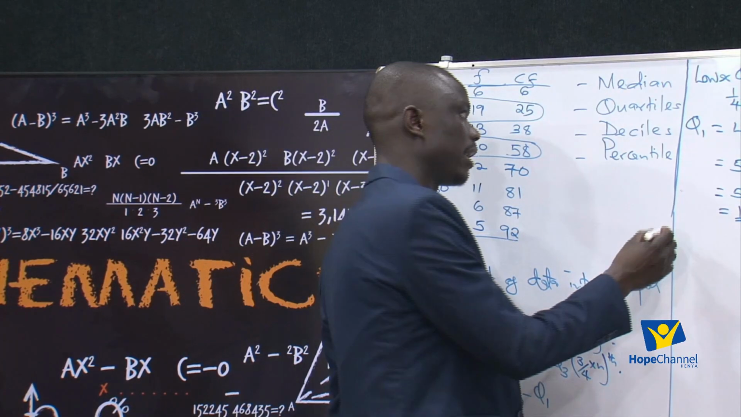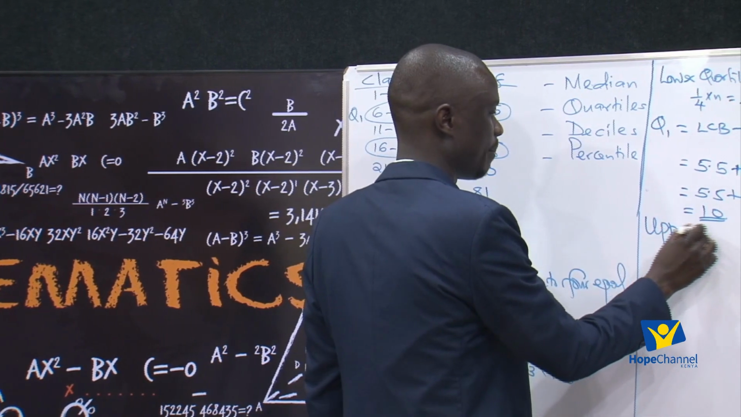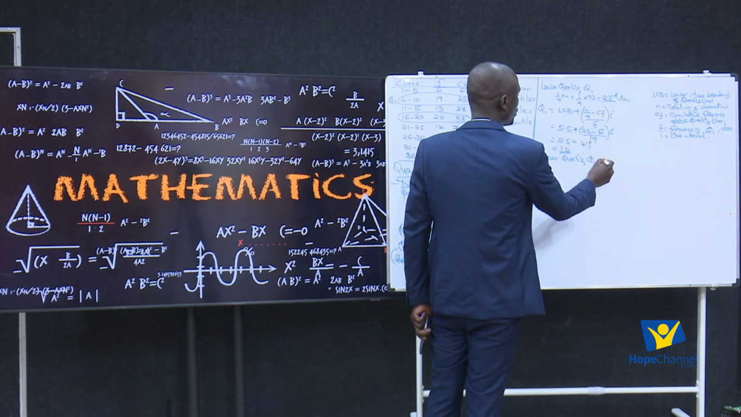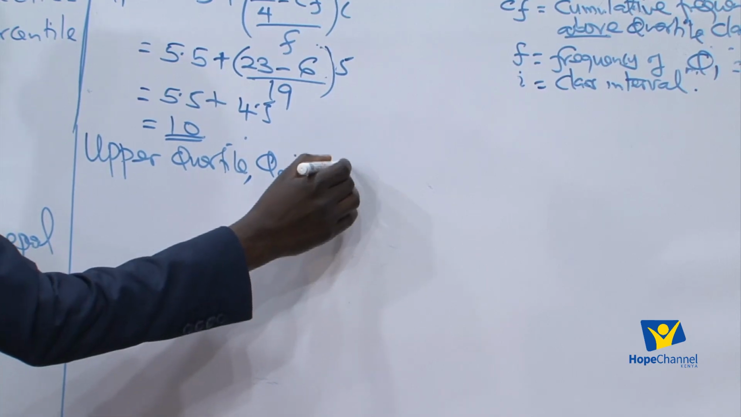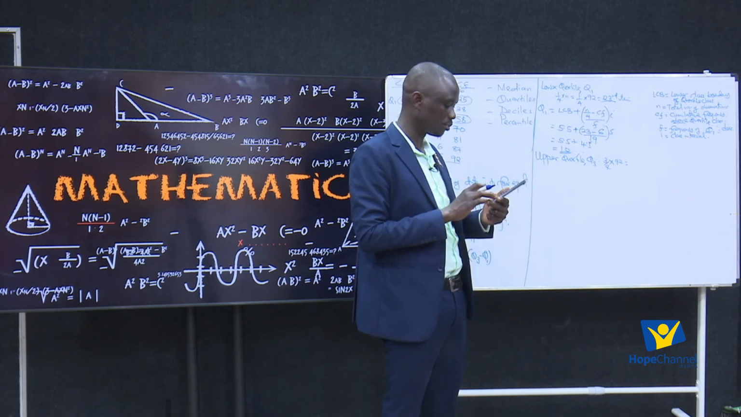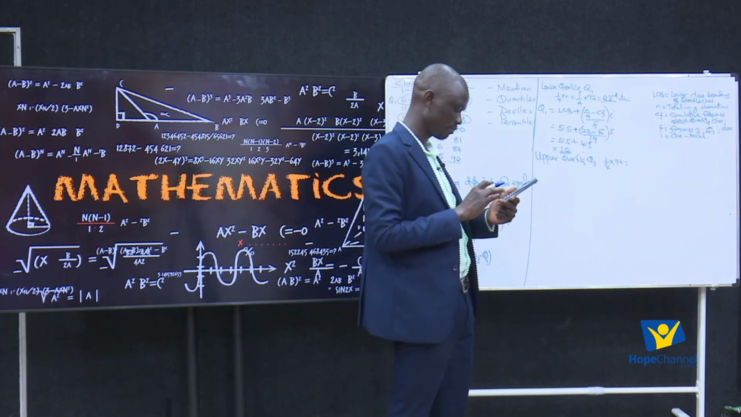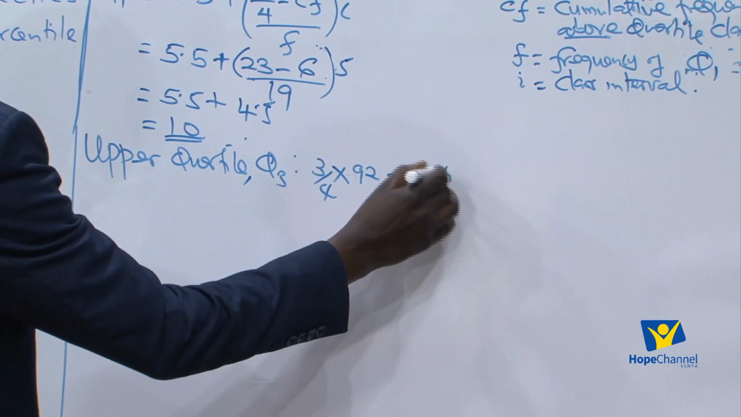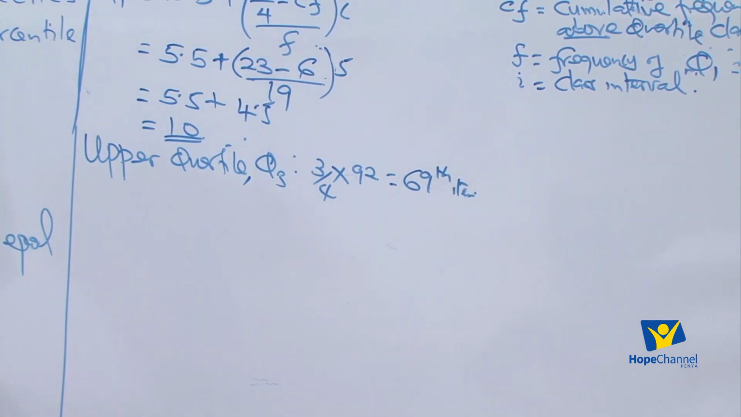We can also go ahead and calculate Q3, which is the upper quartile. Our Q3 is the third quarter of n, the third quarter of 92. So the third quarter of 92 is 69, so item number 69.